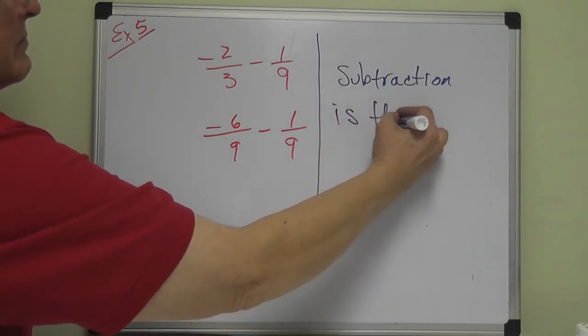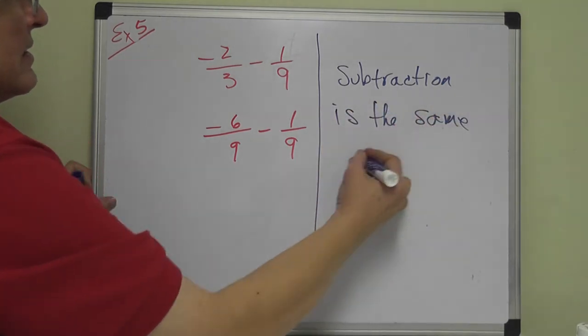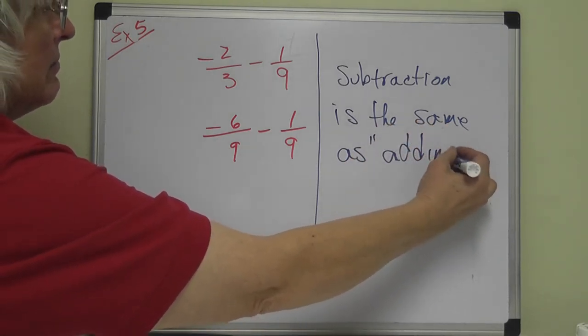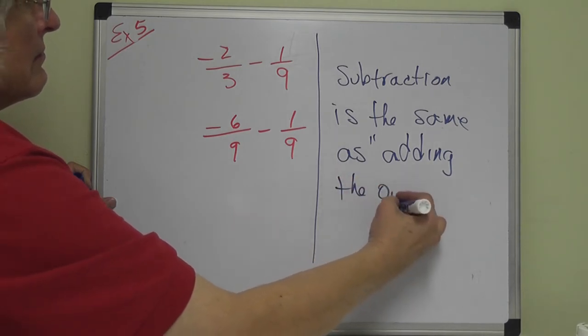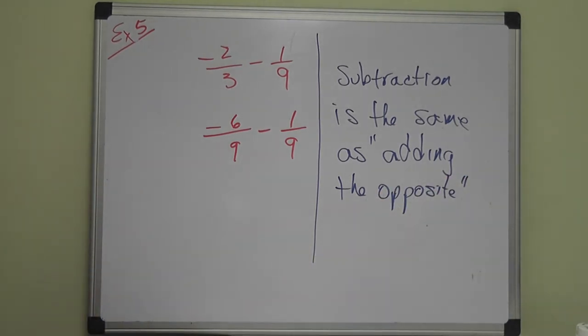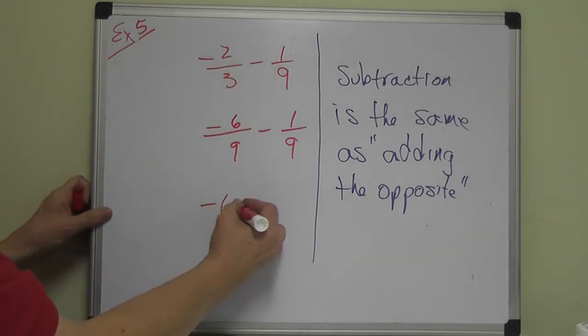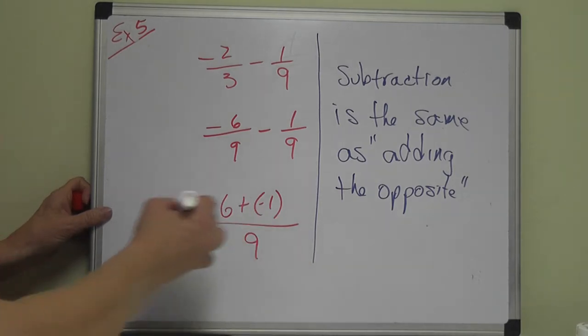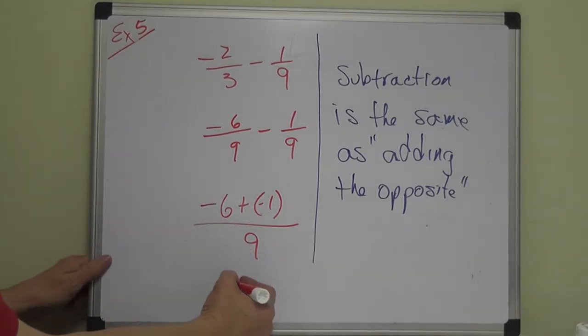Subtraction is the same as adding the opposite. And why do we convert from subtraction into adding the opposite? That's because we know how to add oppositely signed numbers. So we have a negative 6 plus a negative 1 in the numerator. All of that is written with our common denominator of 9, gives us the negative 7/9.